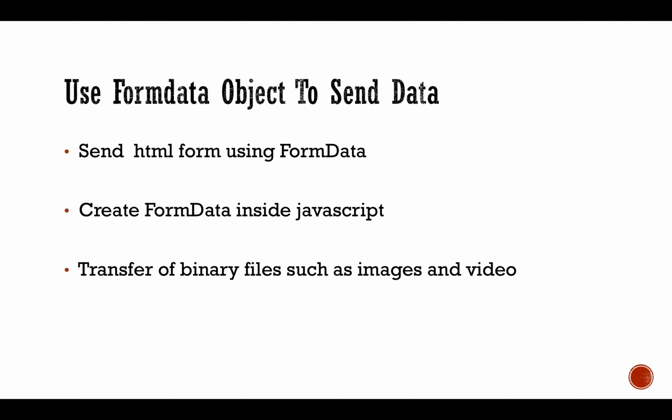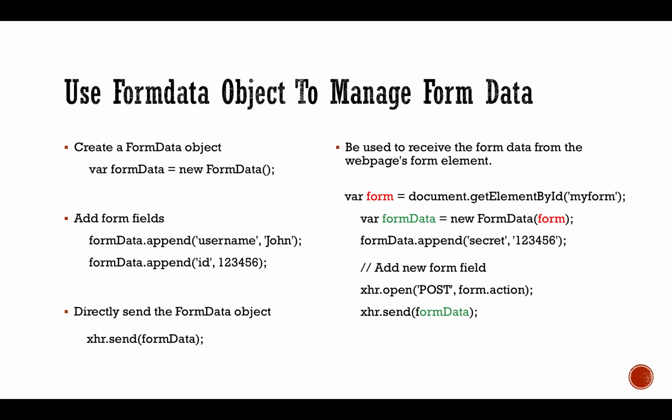FormData can be sent in 3 ways: send an HTML form using FormData, create FormData inside JavaScript, and transfer binary files such as images and video. We can see the FormData object and its ordered key-value pairs.